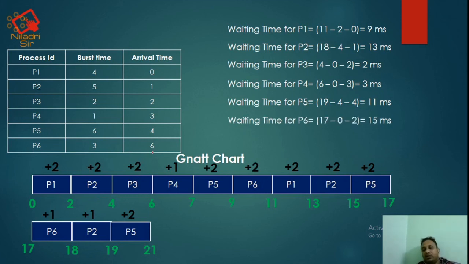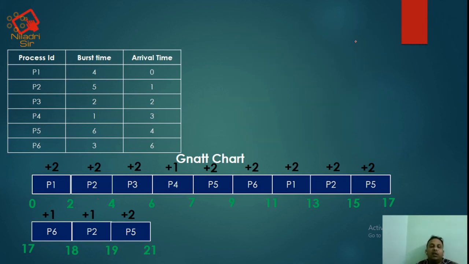Okay. So the average waiting time will be we have to sum all these values and divide it by 6. So the answer is 8.383. Next we will find out the turnaround time. And the turnaround time formula is completion time minus arrival time. So for P1 it will be completion time 13 minus arrival time 0. For P2 it will be 17 minus 0. For P3 it is 6 minus 2. Okay. And for P4 it is 7 minus 3 that is 4.